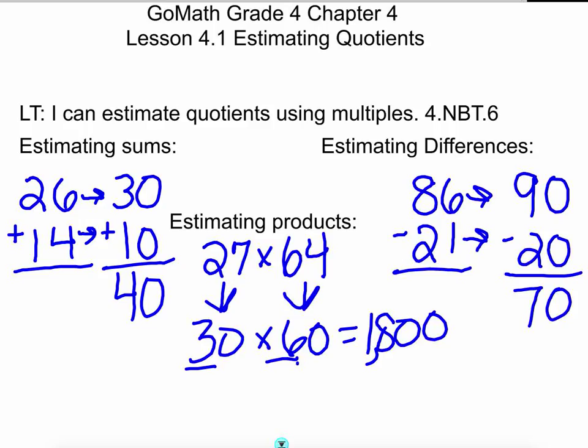So same thing now, we're going to be estimating quotients. However, we're not using rounding. We're not using rounding. We're using multiples. So it's a little bit of a different strategy, but still, we use our multiples first, and then we're going to divide. So I'm going to show you how that works today.